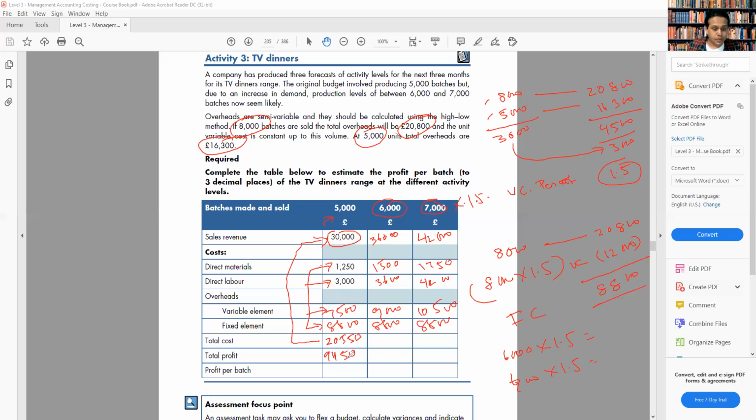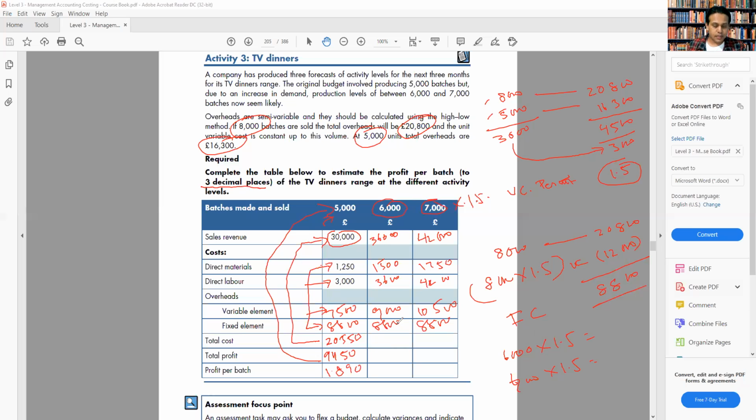And the final question is profit per batch. How much will be the profit per batch? So we have 5,000 batches, so we'll divide by 5,000. That will give us per batch. So 9,450 divide 5,000, and we'll need to take 3 decimals. Remember that the question told us to take 3 decimals. So it will be 1.890.